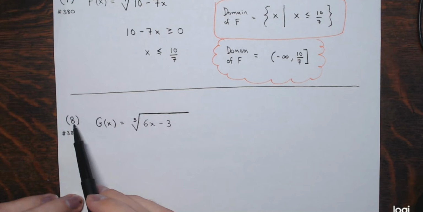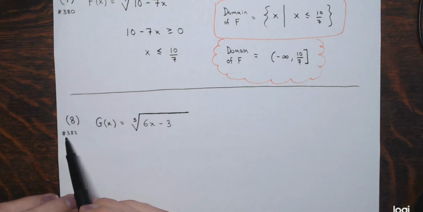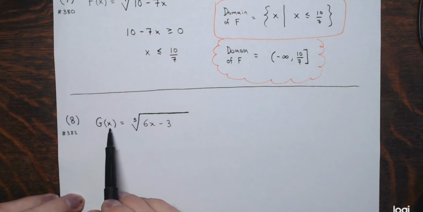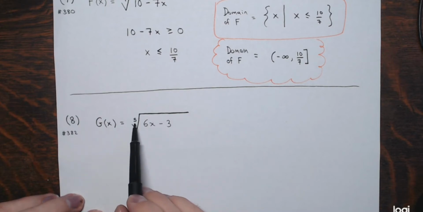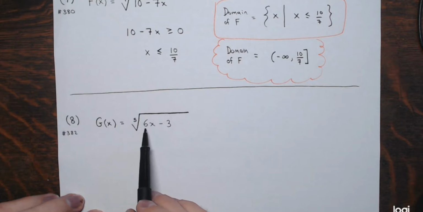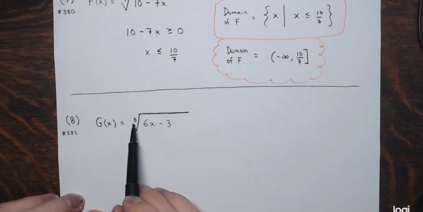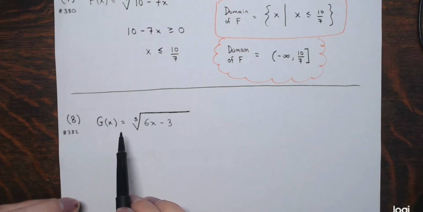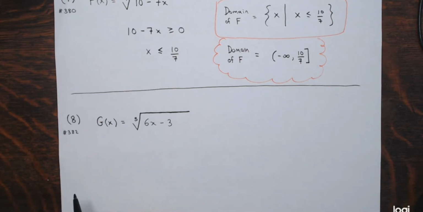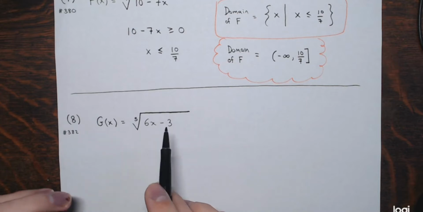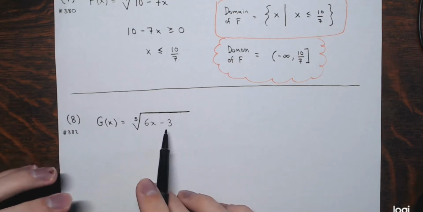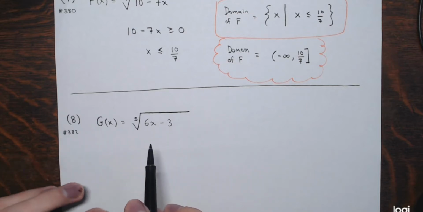Number 8, exercise 382 from the text. We have this function g of x equals the fifth root of 6x minus 3. Odd root. So just like the cube roots earlier, you can take an odd root of a positive number, of a negative number, of 0. Any real number. So as long as there aren't any denominators with variables, you're good. You can use anything you want.